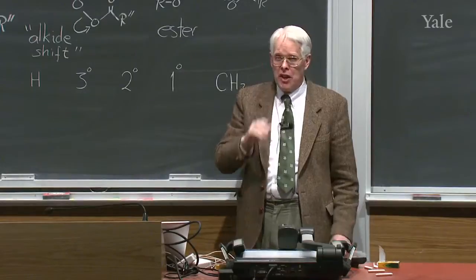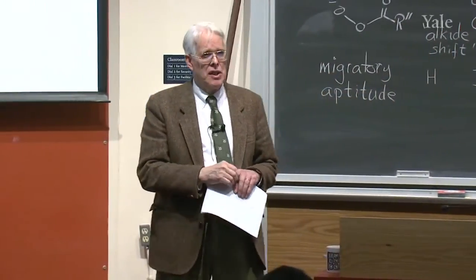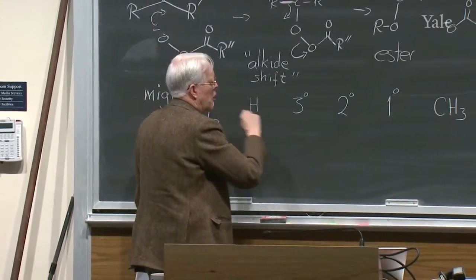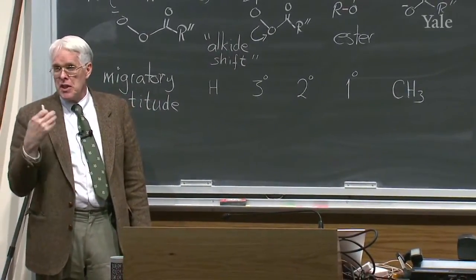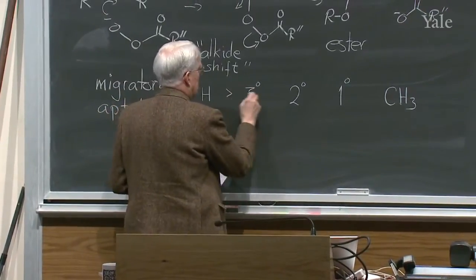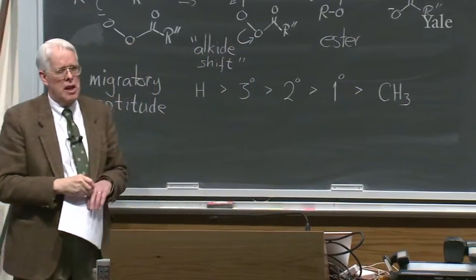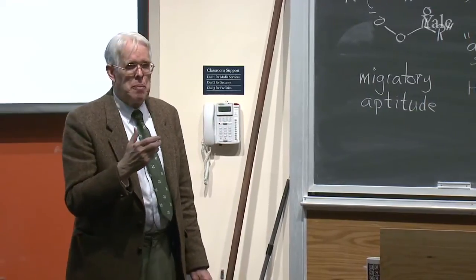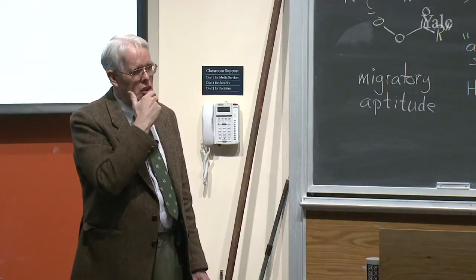Tertiary. Yeah, tertiary. So it's just the opposite with anions, right? If it's an anion that's shifting, then one would predict that methyl would be the easiest to shift, and tertiary would be the hardest. But in fact, H is better than this, and this is better, better, better, right? So it's not the best anion that shifts, it's the best cation that shifts. Doesn't that seem curious?